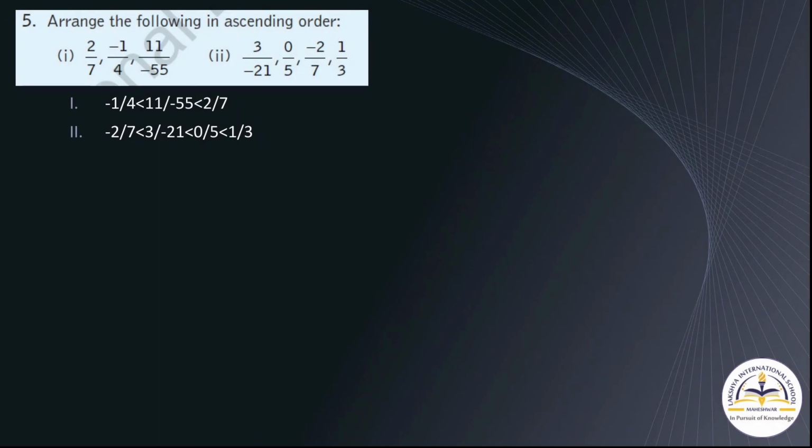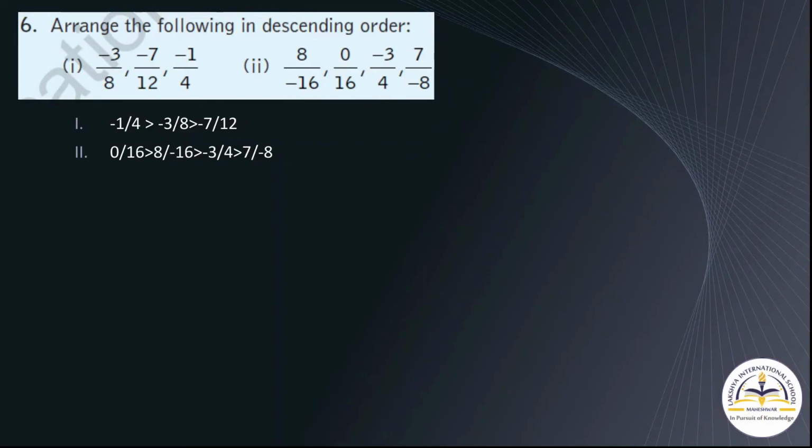Now question number 5, arrange the following in ascending order. Now you have to arrange these numbers in ascending or descending order. You can divide these numbers and see what the result is, and then arrange them in ascending or descending order. Or you can also check the minus sign in the given rational numbers. Here you have to arrange in descending order.